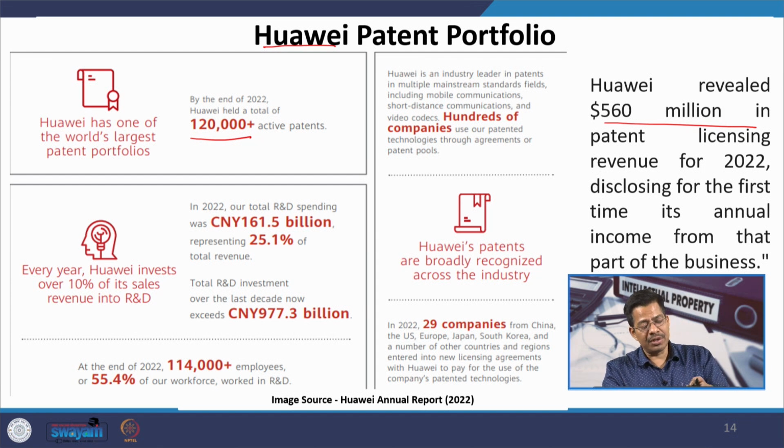Because they have such a huge IP portfolio, it is not only a cost center for the company, but it is also an additional source of revenue because of royalty, technology transfer, and licensing, and all those things which they may be doing with various other organizations. It has become a source of revenue also for Huawei.